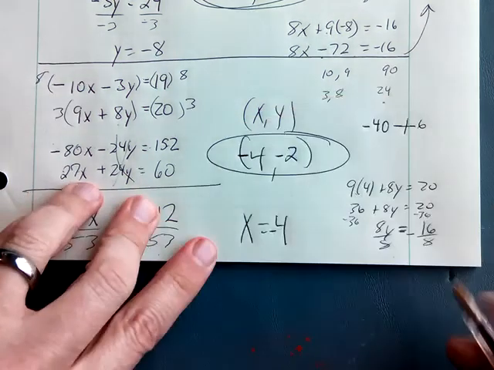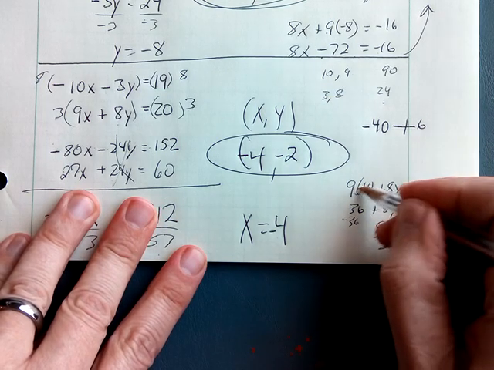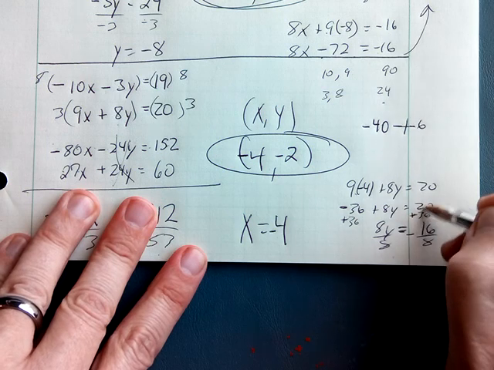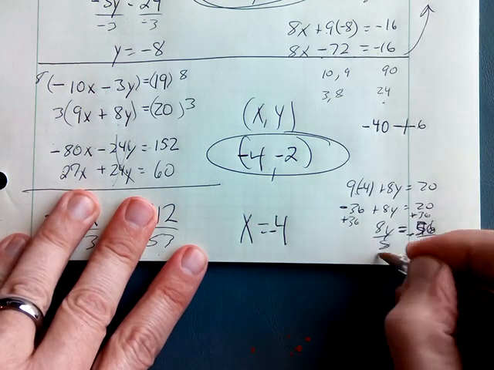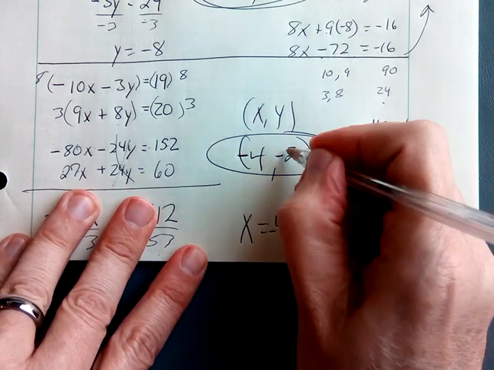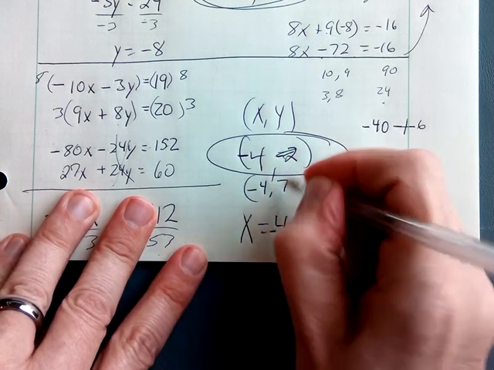That's why I check my solution. So if that's a negative 4 and I come in here, that's going to be a negative 36. So I'm going to add 36 to both sides. Adding 36 to 20 is 56. 56 divided by 8, that's not a negative, by the way. 56 divided by 8 is 7. My y value is 7. So I get negative 4, 7.